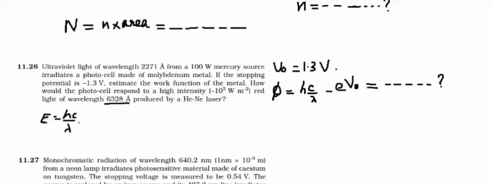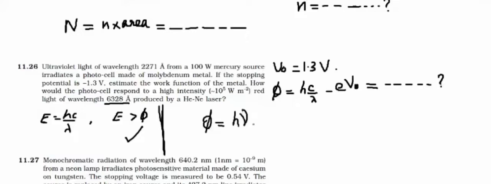Now, if E is greater than phi, then you will get emission, otherwise not. Or you can follow another method. Here you got the value of phi, and you can use it: phi is equal to h nu naught, which is equal to hc by lambda naught.